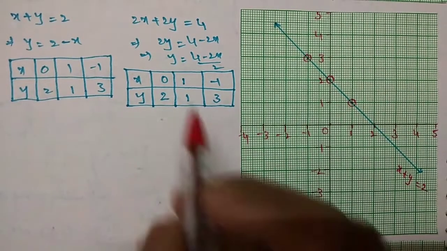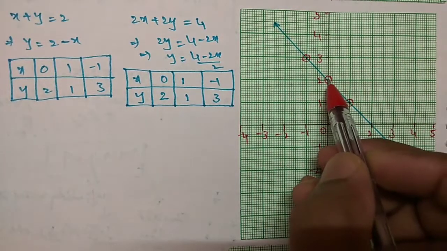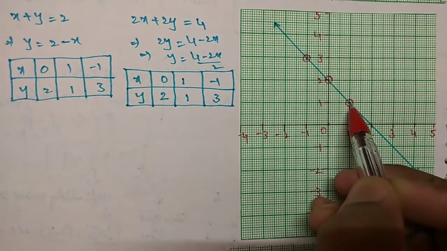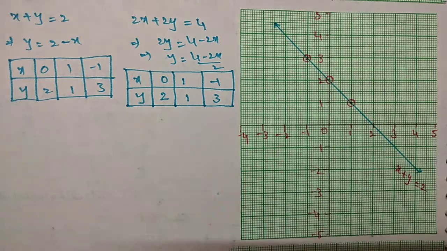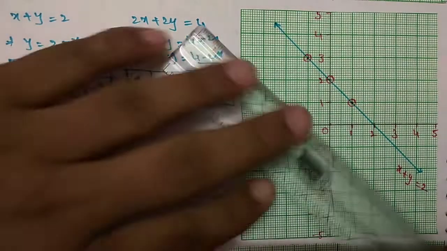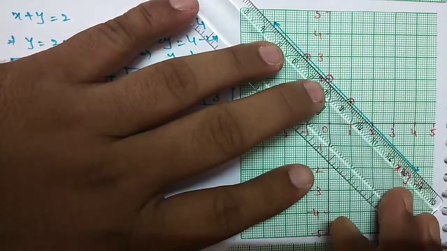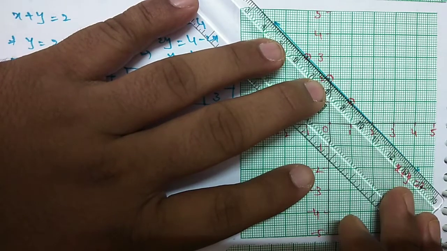Similarly, plot the points of the other line: 0, 2, the same point. 1, 1 is also the same point. Minus 1, 3 also the same point. So let us join these points to get the graph of the second equation.